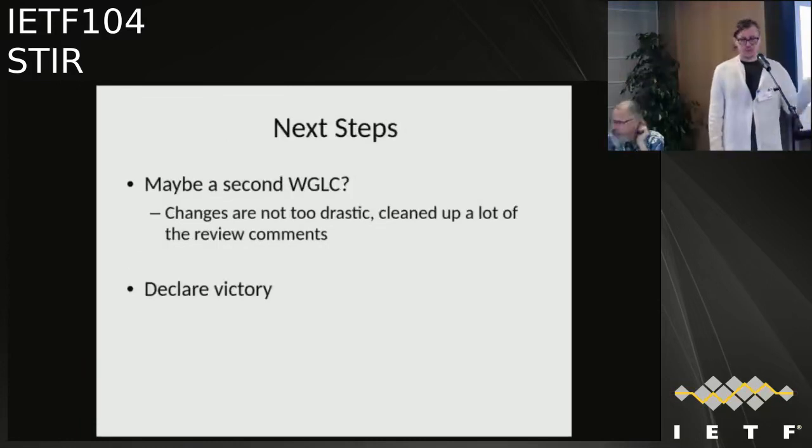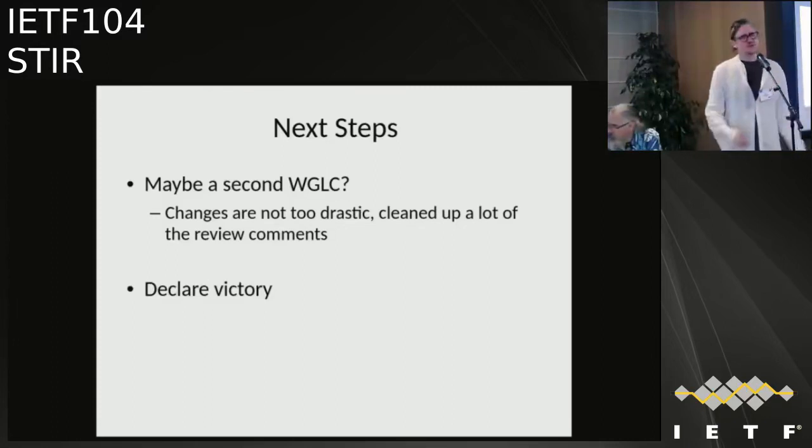Like all that said, the changes actually weren't too dramatic to this. It has gone through a working group last call. I don't know if people feel like we need a second working group last call because I added this new enterprise use case and fixed stuff. But our ambitions for this draft are actually pretty modest. Again, we really just want to get the idea out there, the architecture, and make sure people understand it enough.